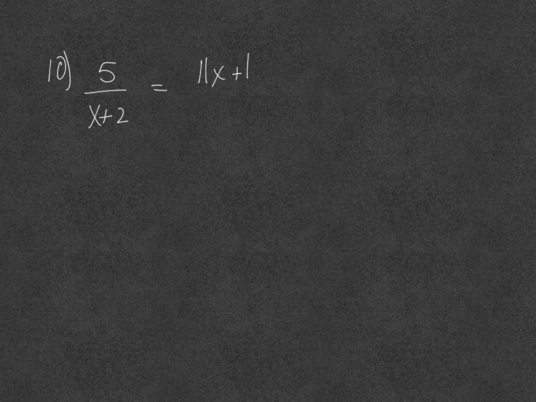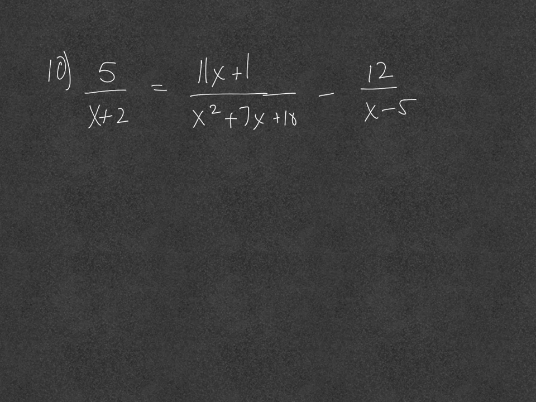All right, so let's look at another one of these. I also want to look at number 10. Number 10 was 5 over x plus 2 equals 11x plus 1 all over x squared plus 7x plus 10 minus 12 over x plus 5. Now we have to factor all of these.